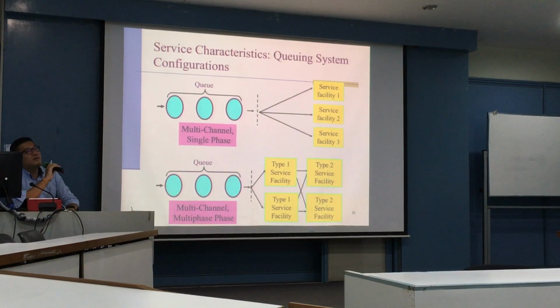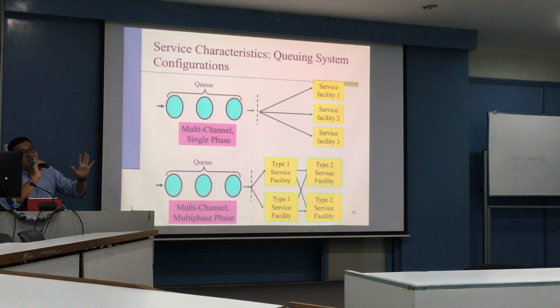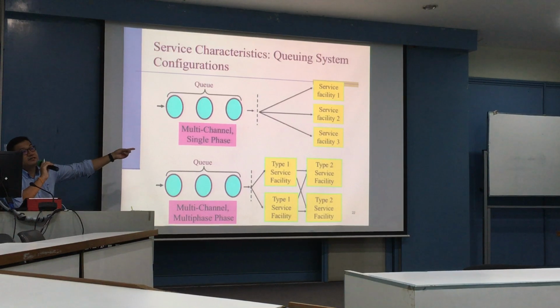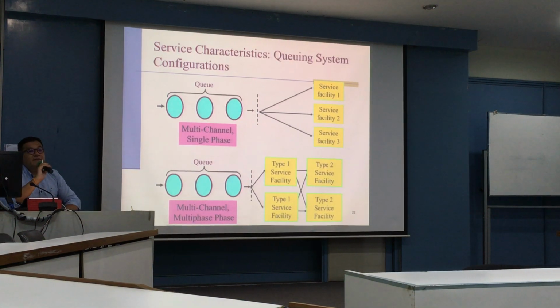And the third one is the most popular one, and we see it a lot every day. It is also the more difficult model in our class. It's the multiple channel single phase. The unique thing is that you have only one single line of customers, but you have more than one service provider, 2 or more. In this case, you have 3 service providers, 3 service facilities. That's why we call it multiple channel. But it's single phase because the customer stops at just one point, the point where they contact the service provider to get the service, and then they depart the system. So it's called multiple channel and single phase.